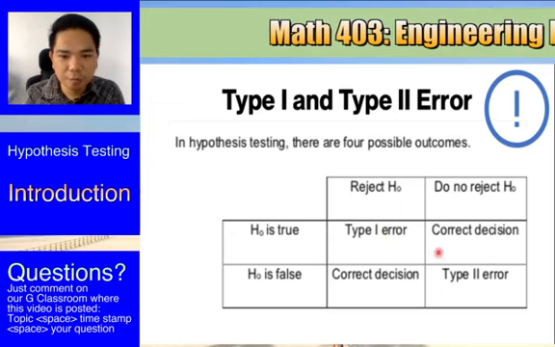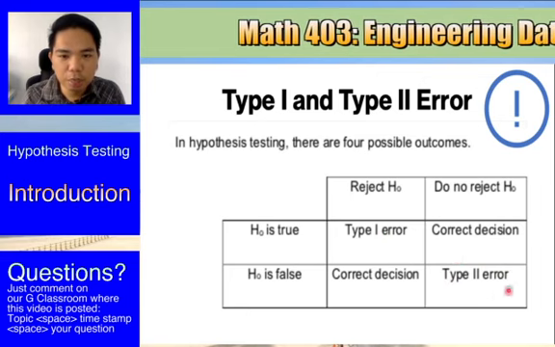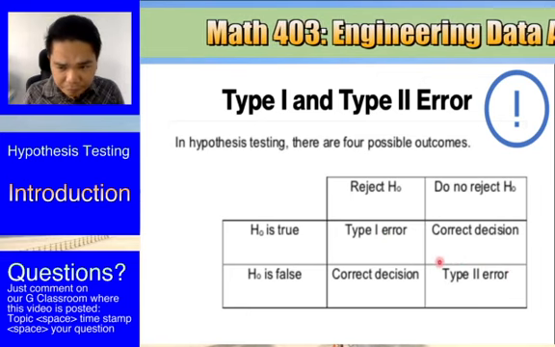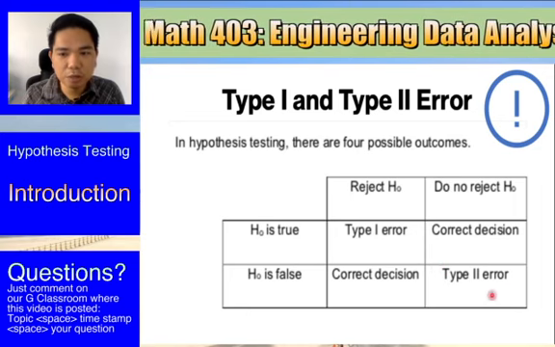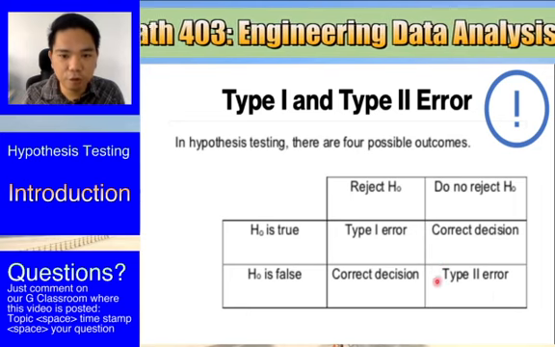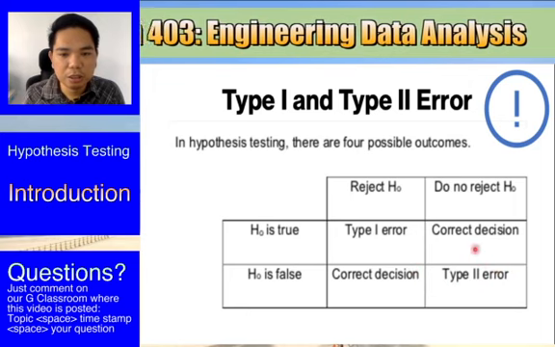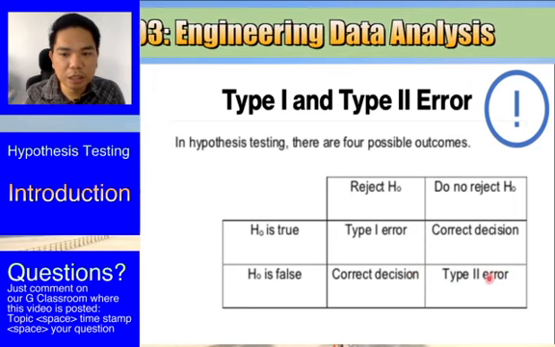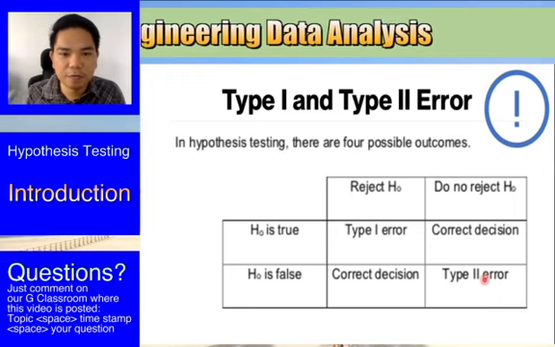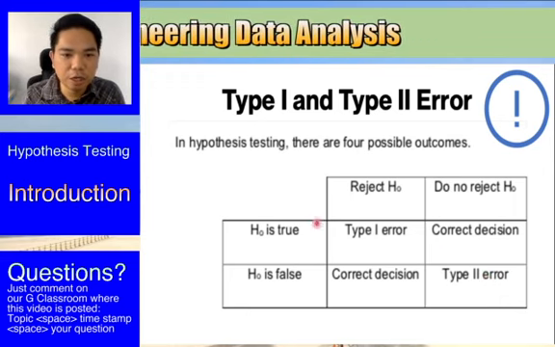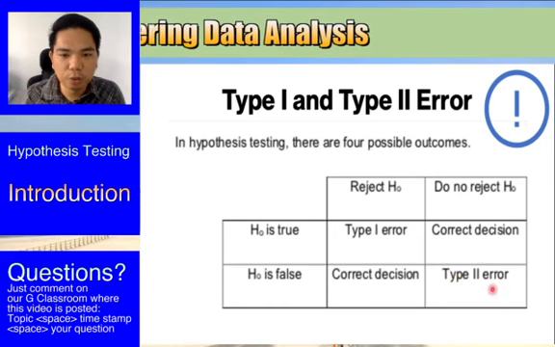And then, for type 2 error, ito naman is if one does not reject the null hypothesis when it is false. Okay? And then, it is denoted by Greek symbol beta. Okay? So, beta naman dito. So, type 1 error, alpha. Type 2 error, beta.